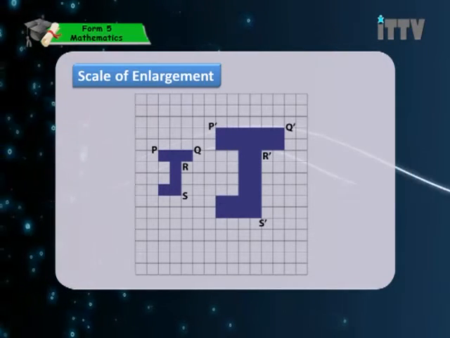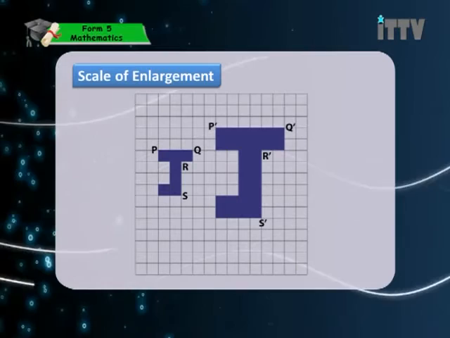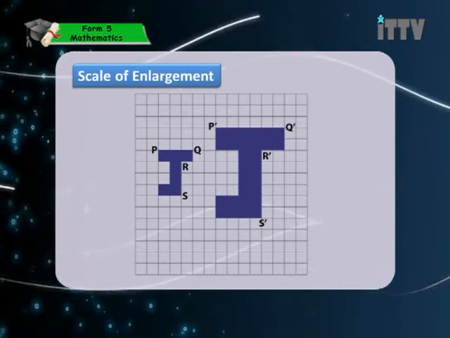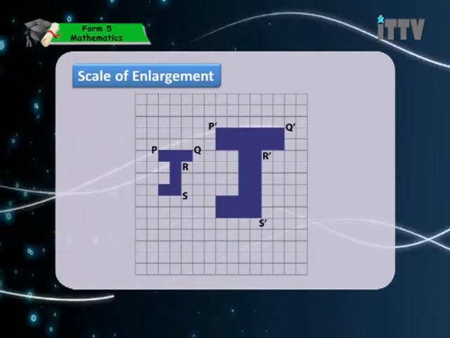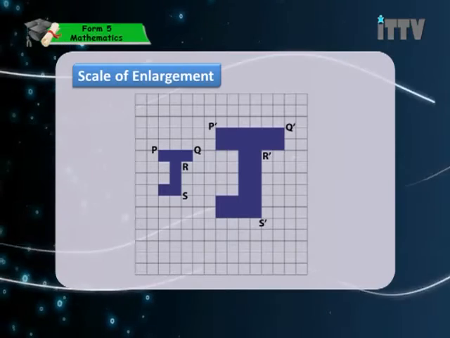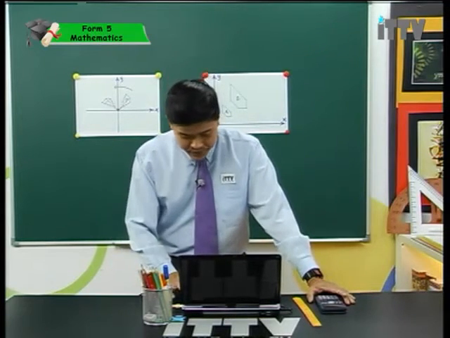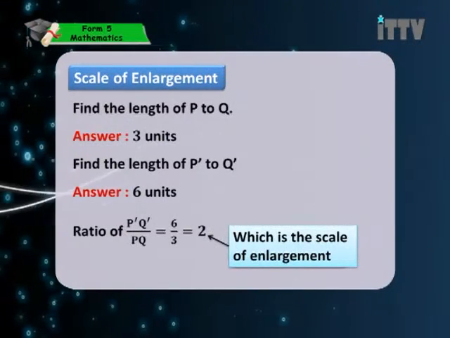Now I want to take a look at both of these objects. We have 2 objects in the shape of a J. The smaller one has the labels P, Q, R, S, and the larger one, P prime, Q prime, R prime, and S prime, just to label their corresponding corners. Now what are we going to do? Let's find the length of P to Q.